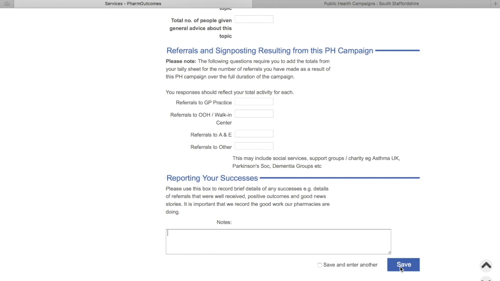This isn't going to be every day or every week. This is only every time you finish a campaign. So you're probably looking, maximum would be 6 times a year, and possibly less than that depending on what NHS England set.